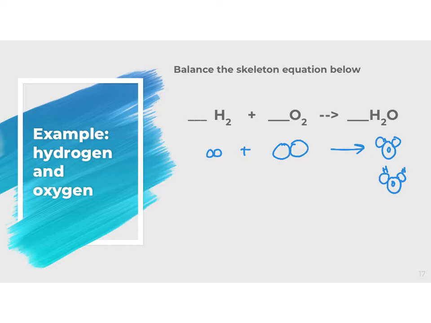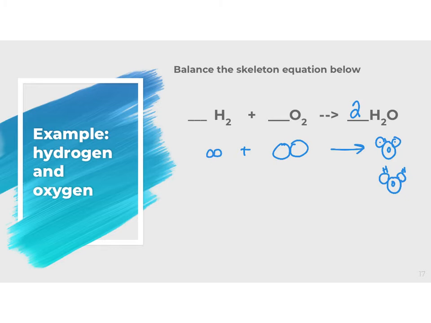So I would put a coefficient of 2 in front of my H2O. Now you might notice that when I do that, I have the same number of oxygens on both sides of my reaction, but by adding that water molecule, it also affected how many hydrogens I have on the product side. So over on the product side, I did have 2 here, but now I have 4 hydrogens.